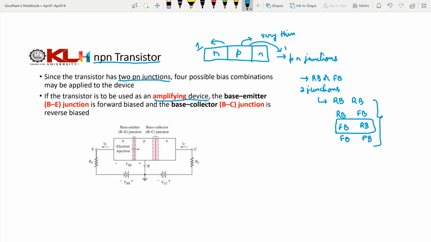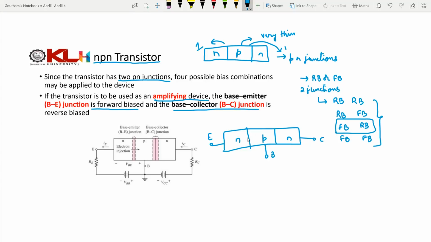Okay, so if you want to use it as an amplifying device, the base emitter junction should be forward biased and the base collector junction should be reverse biased. Let me explain it. There are two junctions. Now we have seen this is NPN. We have named this the emitter, the middle one the base, and the third one the collector.